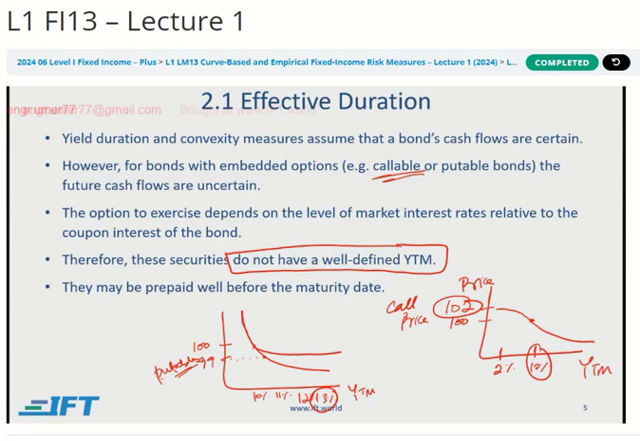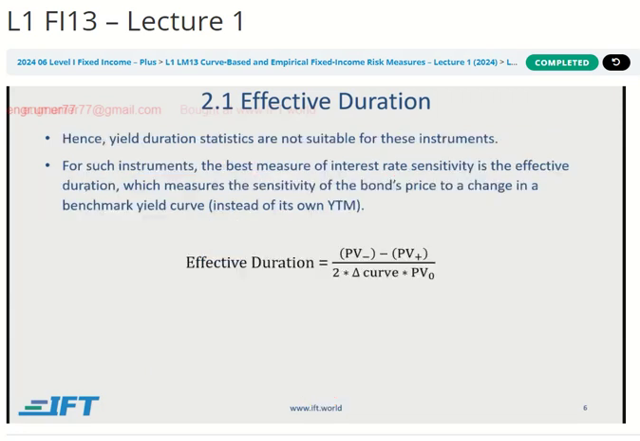And because of that, since their future cash flows are uncertain because the bond might be called back or might be put back, we cannot use their YTM, because they don't have a well defined YTM to calculate their convexity and duration. So instead of change in YTM, we use a change in the curve. Now, what is meant by the curve? It is the benchmark yield, the benchmark interest rate, instead of the bond's own yield to maturity.